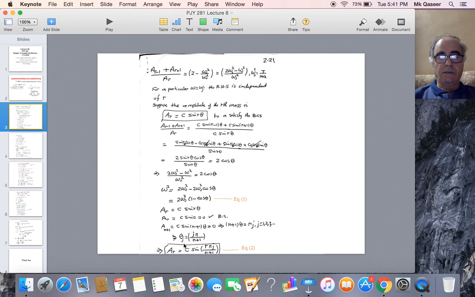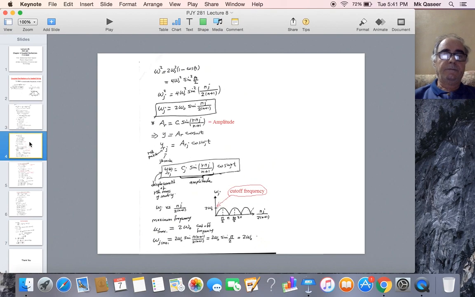Now insert this theta in a sub r. We get a sub r equals C sine r j pi over n plus 1. I call this equation number 2. This is the amplitude of the rth particle. Now we have omega squared given by this expression, and 1 minus cosine theta is 2 sine squared theta over 2, times omega 0 squared, so we get 4 here.